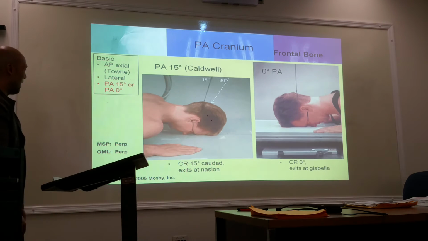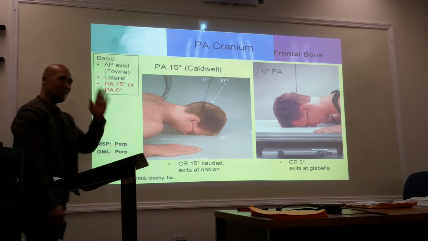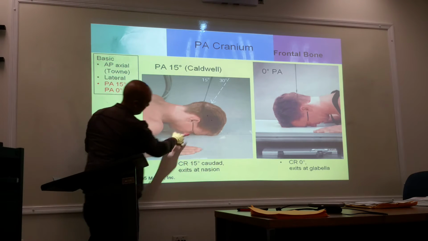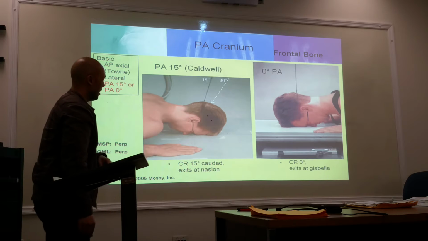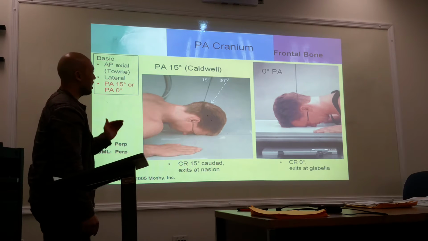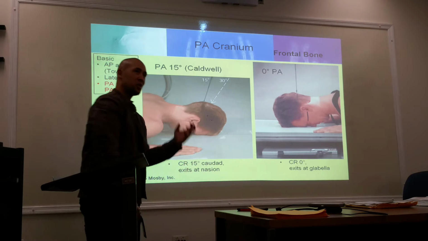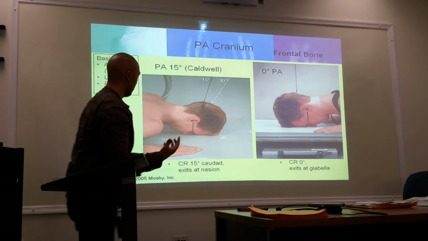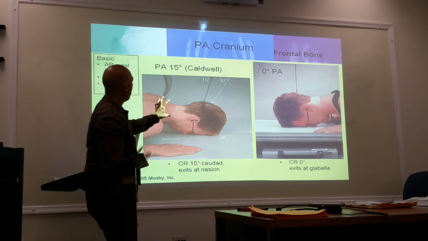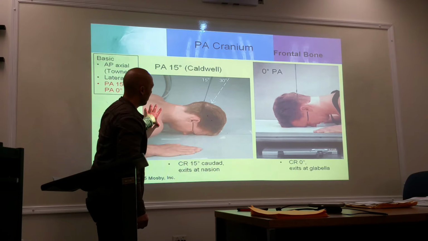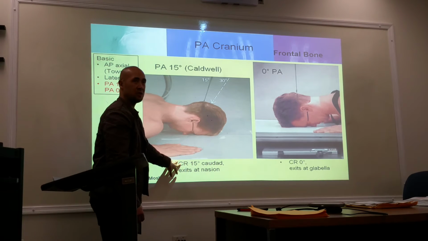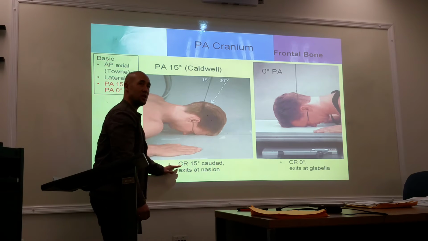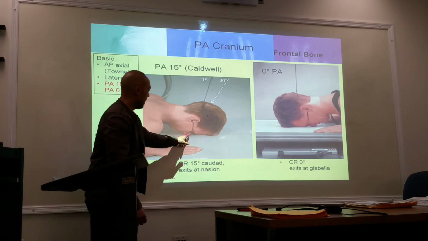All right. So we are, again, mid-sagittal plane, no rotation, OML, outer canthus to the hole in the head is perpendicular. Now what we're trying to do here is use an angulation to project certain anatomical structures out of the field of view. Now, when we're doing a PA cranium, PA frontal bone, the average angulation is going to be 15 degrees towards the feet. When we say PA Caldwell, it refers to PA with 15 degrees angulation towards the feet. It's going to exit the nasion. Where's the nasion?